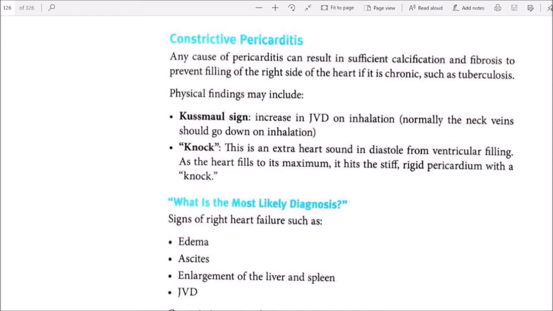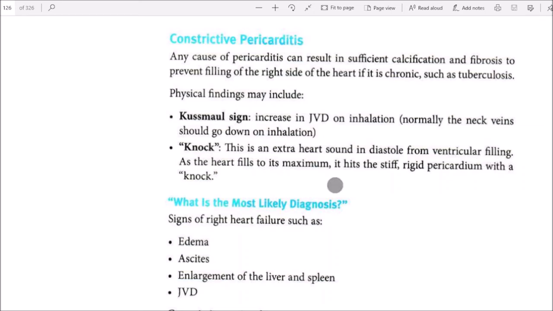Constrictive pericarditis. Any cause of pericarditis can result in sufficient calcification and fibrosis to prevent filling of the right side of the heart if it is chronic, such as tuberculosis. Clinical findings may include Kussmaul sign, an increase in the JVD on inhalation. Normally, the neck veins should go down on inhalation. A knock is an extra hard sound in diastole from the ventricular filling.